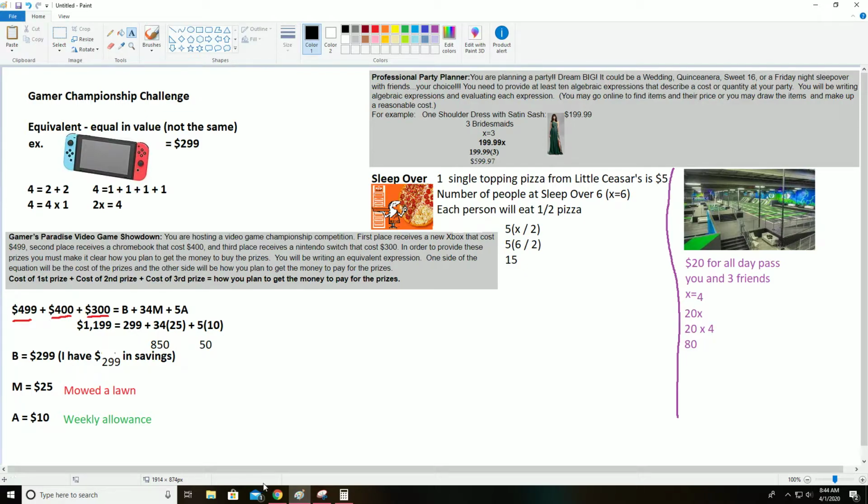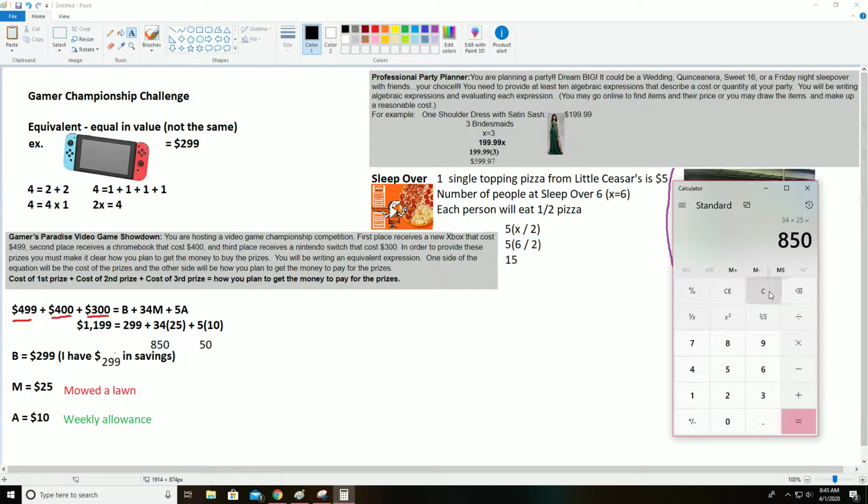And I've already added this side up, and I'll show you my calculations. So I added 499 plus 400 plus 300. That's where I came up with the $1,199 because that's going to be the total price of all the consoles. And then here's my savings. I'm going to clear this out because I got to make sure my other side balances.